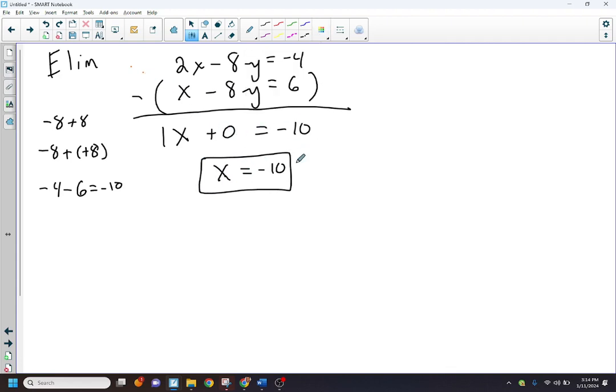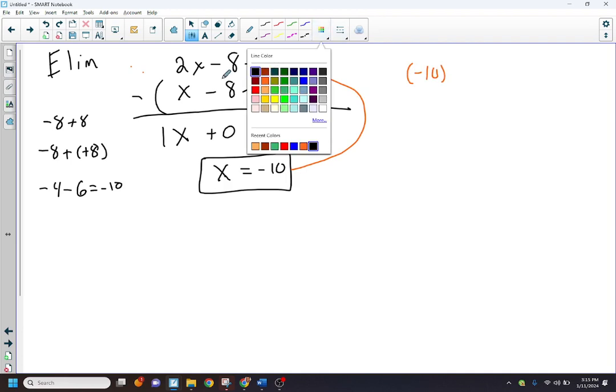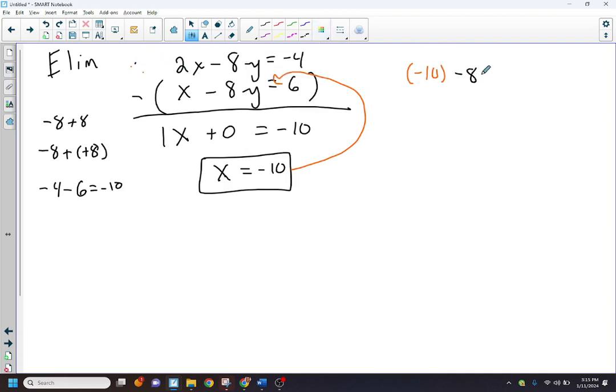But wait, there's more. We're going to take this number, bring it over here. Let's do it to the bottom one. Remember, all the x's become negative 10. So negative 10 minus 8y equals 6. So I'm going to do plus 10 on both sides.